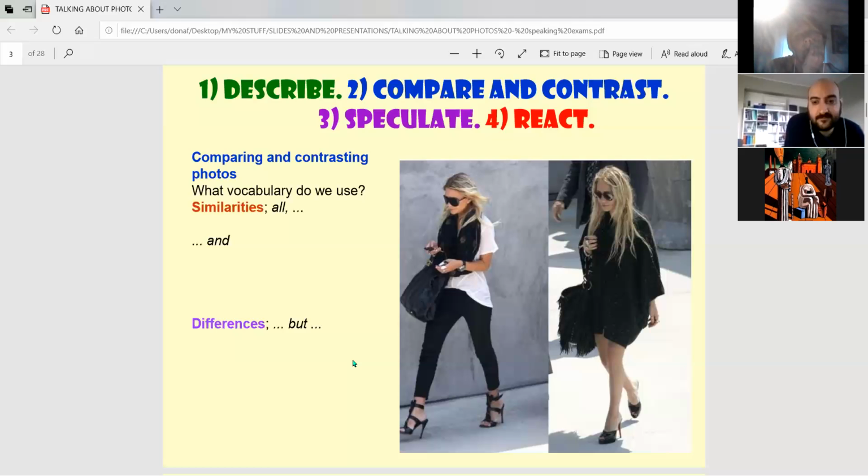hair. Also, the person on the left looks more confident than the person on the right, and their clothing is a bit different, because the person on the left has trousers and a t-shirt and a scarf, but the person on the right has a black dress.